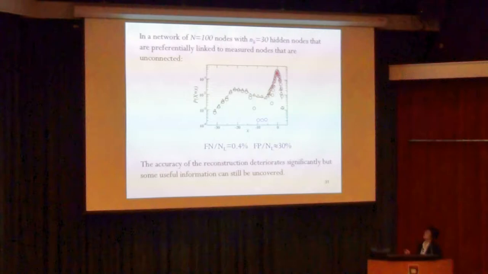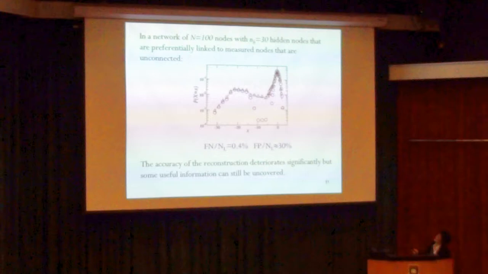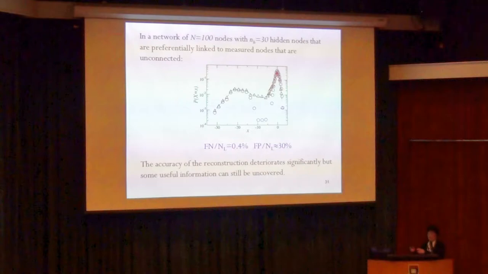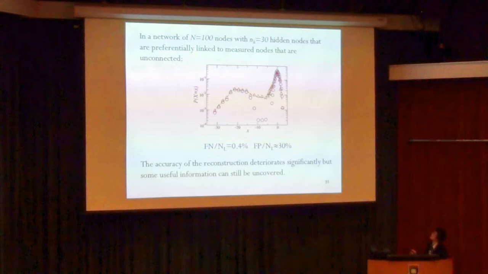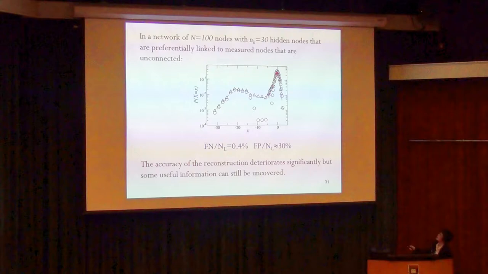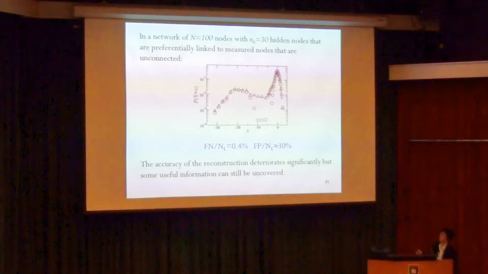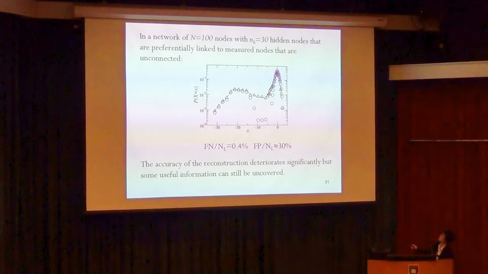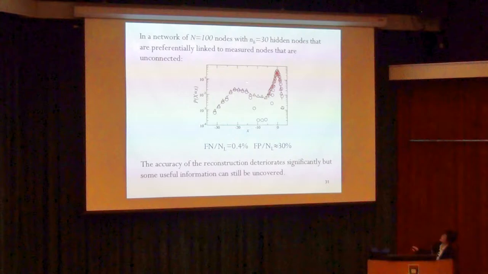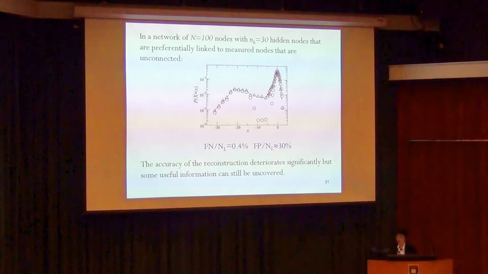We also try the case where the hidden nodes are preferentially linked to some measure nodes. In this case we just take 30 hidden nodes, and we preferentially link them to the measure nodes that are unconnected. And you see that this is not shifted too much, but this is modified. Again, the blue one is from the whole information of the whole network, and the triangle is just from the measure nodes. You'll see that the whole group of data is not shifted by the same amount, but only some data are shifted. And this will cause your error. So in this case, indeed, we have a higher percentage of false positives. But on the whole, we still get some information from the reconstruction, from the measure nodes.